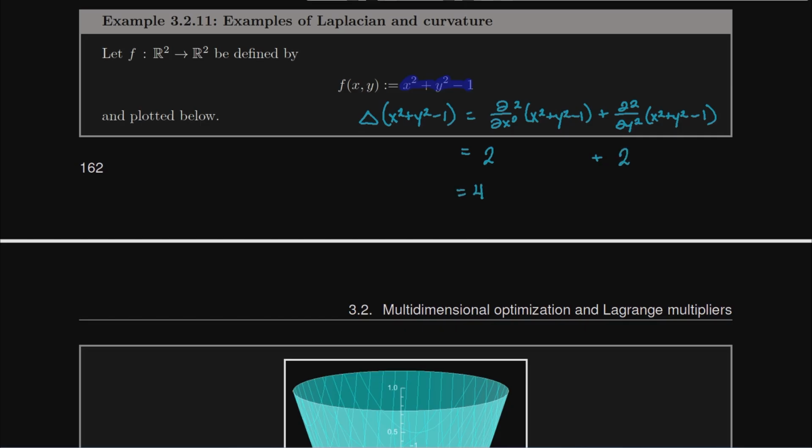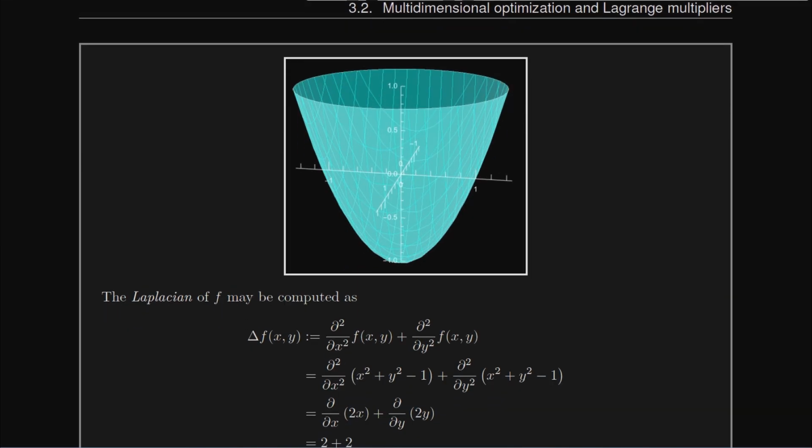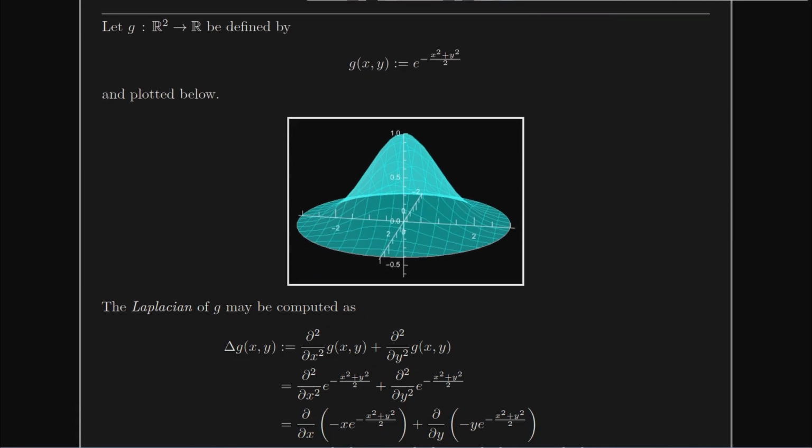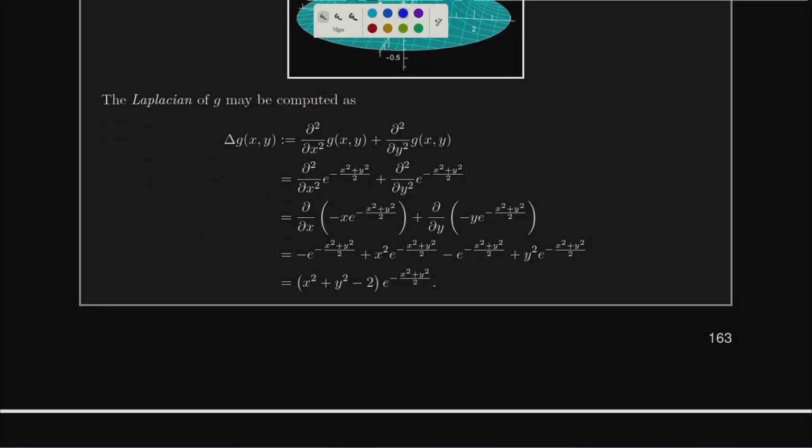We find out the Laplacian is equal to 4, which is positive, and so our function should have a tendency to curve up. If we look at the plot of the function, indeed, it does have a tendency to curve upwards everywhere. A second function here, I have e to the negative x squared plus y squared over 2, and below you can see my computation of the Laplacian.